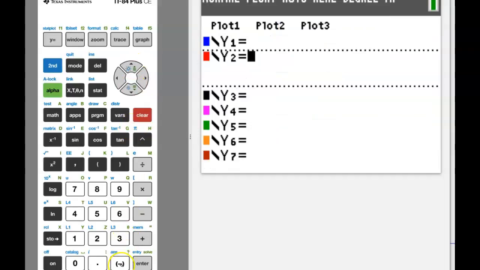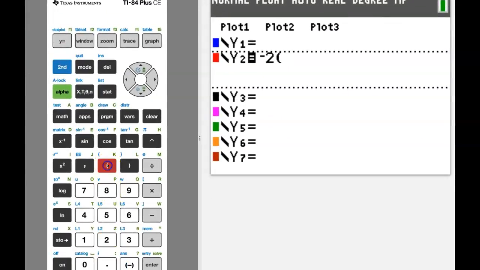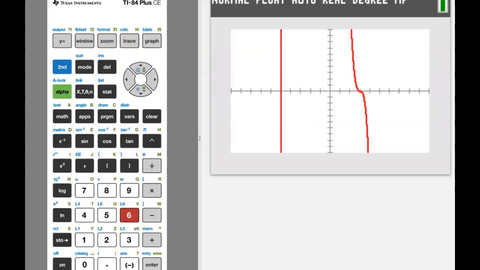And can someone read it to me? Did it have a negative 2 out front? Then an x plus 5. And then what was the one that was cubed? X minus 3 to the 3rd power. Okay, this time I'm just going to start with a zoom 6 or standard window. It needs to go higher. I think it's really high.